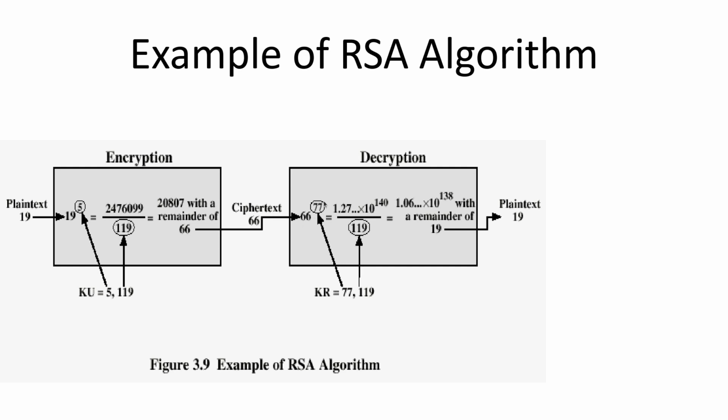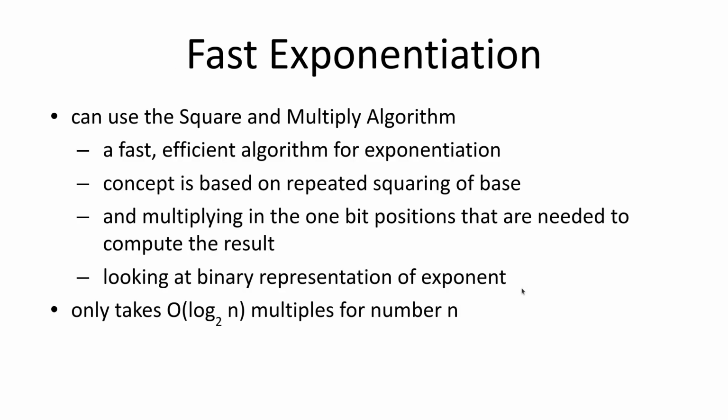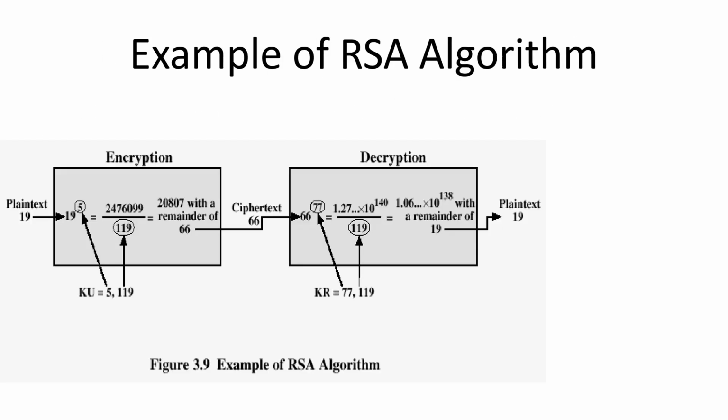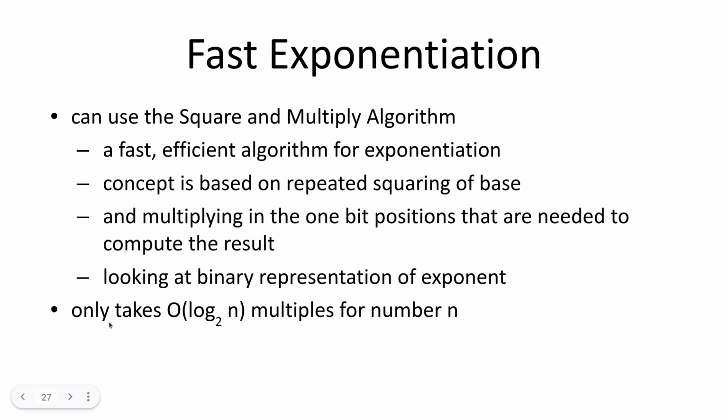66 raised to 77 will give you the original plain text. This also you can work out and see whether it is right. Okay, now all other things we have looked at. Let's look at how fast exponentiation is done over here, 19 raised to 5, 66 raised to 77. We have taken small values for E and D, but normally these E and D values will be 512 bits. So how do we do fast exponentiation? That is the question over here, and that is where the implementation of RSA works.